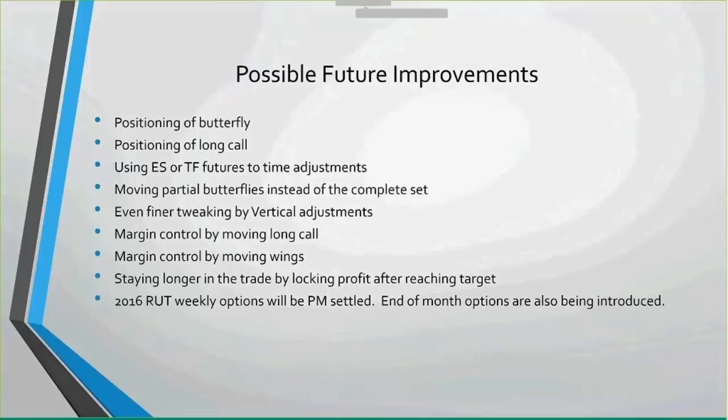And I recently found out that in 2016, Russell 2000 is coming up with PM settled options instead of AM. It takes out a lot of uncertainty. You don't have to go in on Thursday being nervous about where Russell 2000 is going to settle. You can take it to the next day if you want to make a little more and take it to expiration.